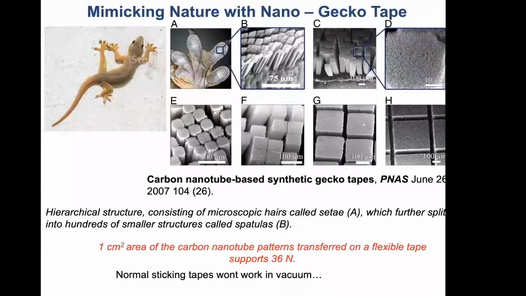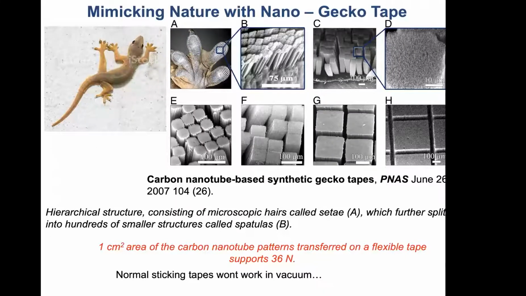And we tried to mimic the same kind of concept using engineered carbon nanotubes, so-called carbon nanotube based synthetic Gecko tapes. And it works very well. What we found is that a 1 square centimeter area of the carbon nanotube pattern can support 36 Newton of force. And it can do so any number of times, no problem. There is no sticking issue.